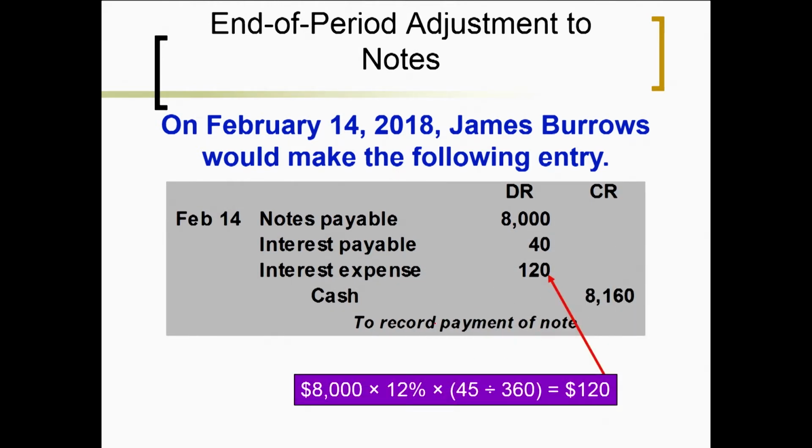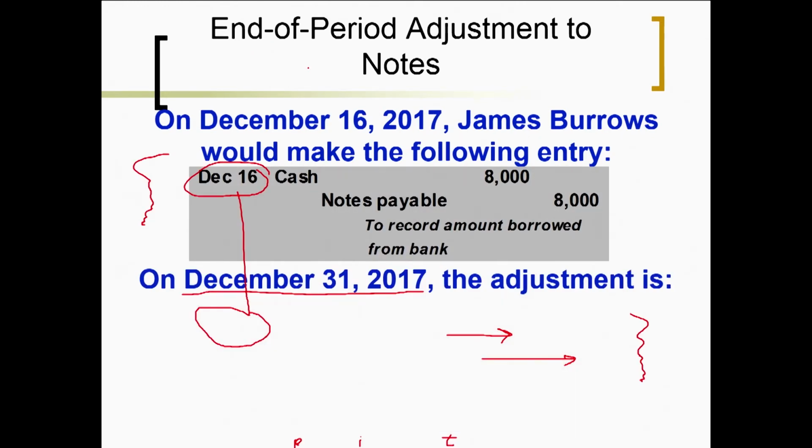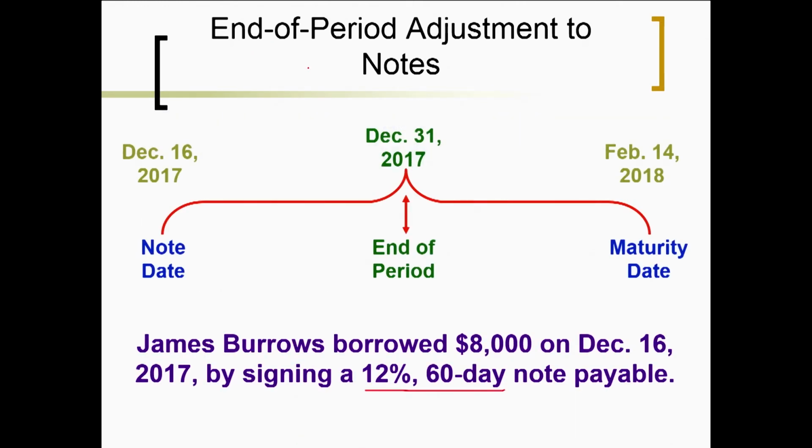what I usually do is figure out how much total cash I have to give them. In this case, the total amount of interest I would have to give them would be $8,000 times 12%. And how long of a note total? It's a 60-day note.